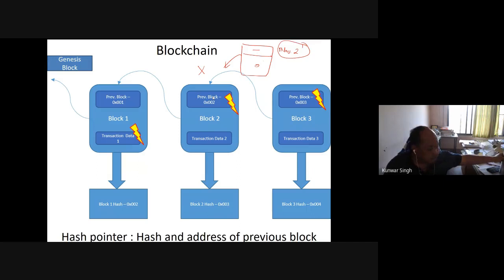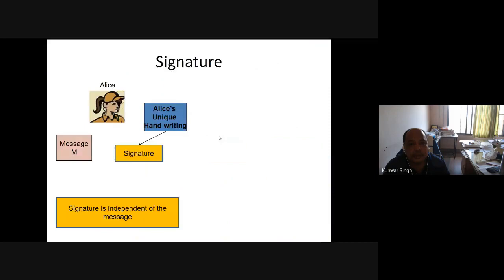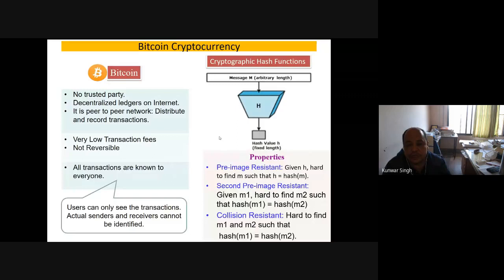As I told you, in the hash functions, given a block, you cannot create another block which has the same hash as this one. Hash functions are designed in such a way that one cannot find another block which has the same hash as this one. That is a hard problem. You cannot create another block which has the same hash as this one. So because of this property.